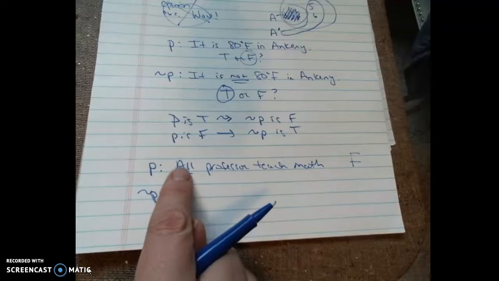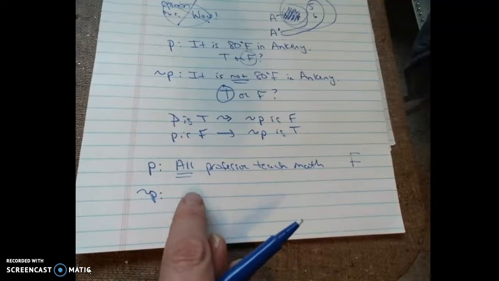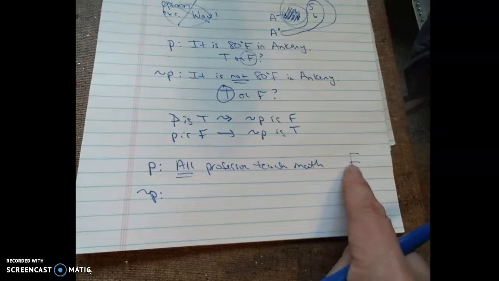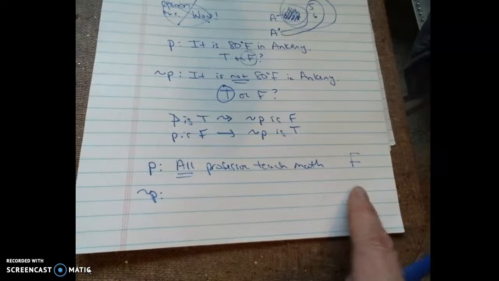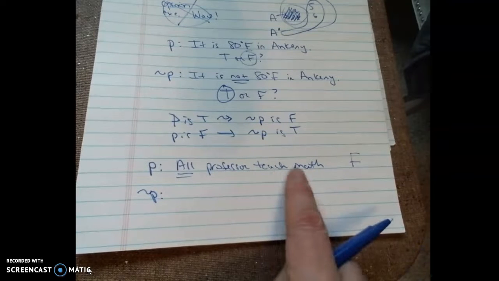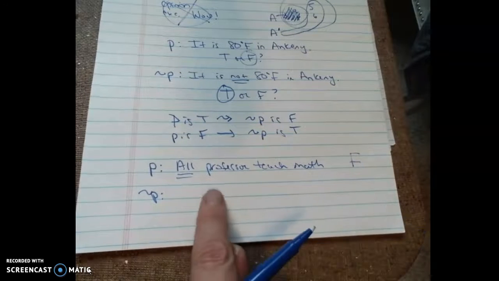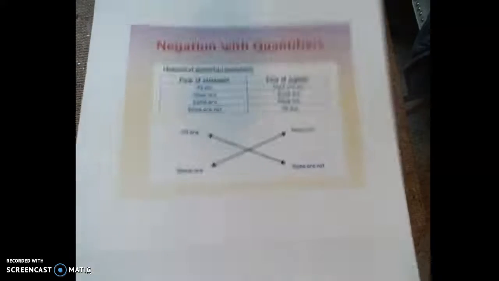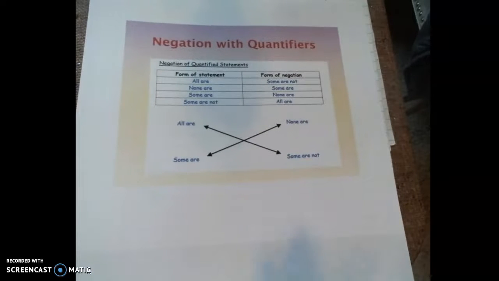So when you have all or some or none, you cannot negate that way because remember, if one of them's false, the other one has to be true. So if all professors teach math is false, how am I going to negate that, right? And that gets a little tricky. So that's where this chart is going to come in super handy.